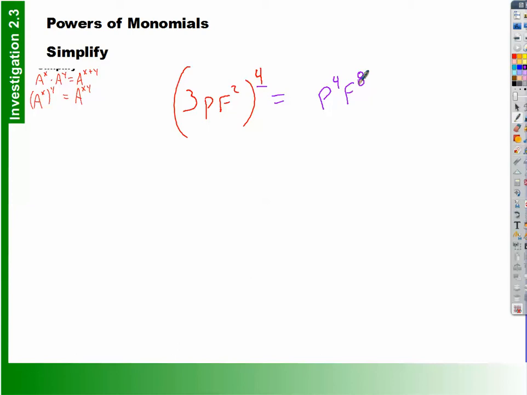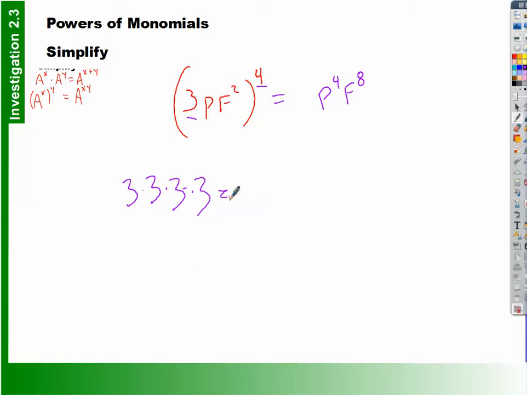So the one thing that we haven't talked about yet is how to deal with this number. If I were to expand this, we'd have 3 times 3 times 3 times 3. So we're not going to multiply 3 times 4. We're going to multiply 3 times 3 times 3 times 3. So 3 to the 4th power is what? Here's a hint. 3 times 3 is 9. So that's two 3s.